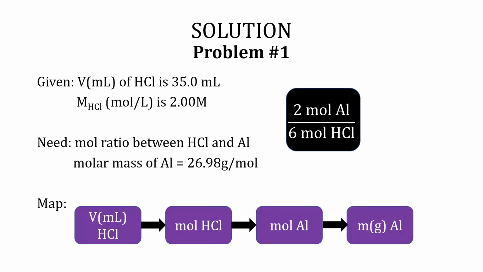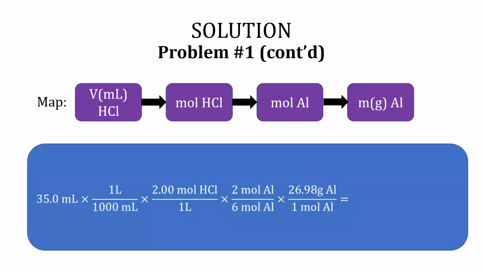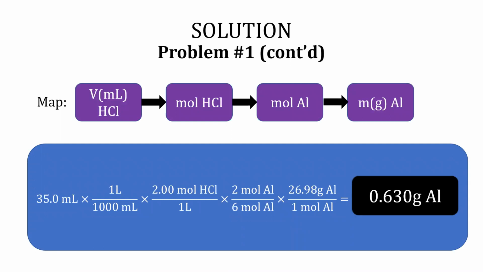The solution map begins with the volume of HCl and converts to moles of HCl after multiplying by its molarity. Next, the moles of HCl obtained convert to moles of Al by multiplying by the mole ratio mentioned above. Lastly, the moles of Al convert to the grams of Al by multiplying by the molar mass of Al. After plugging in all the values, the mass of Al is 0.630 g.